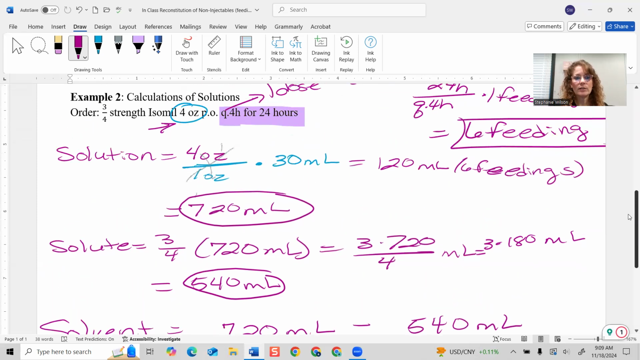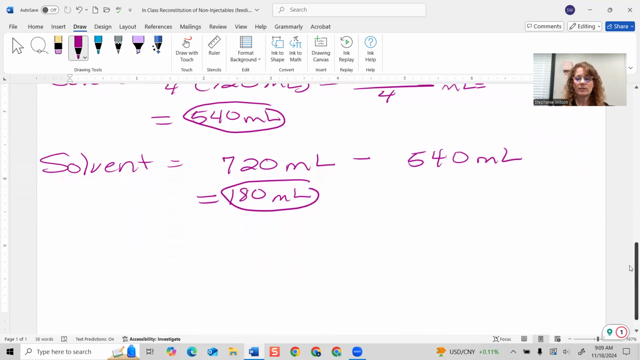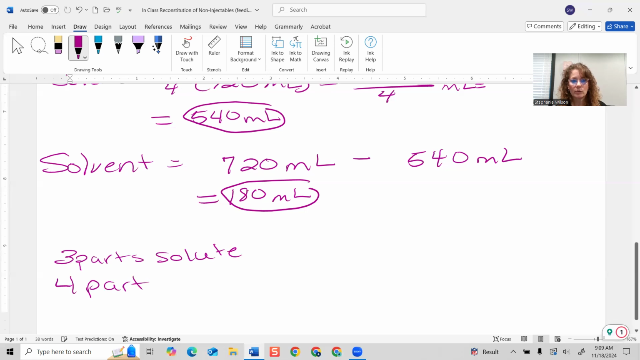Let's take that fraction and let's break it down. That fraction tells me how strong the drink is. So my numerator is 3 parts. Let me write it a little bit different. Let's call it 3 parts solute. My denominator is 4 parts solution. So now I'm going to say 4 minus 3 is 1 part solvent.